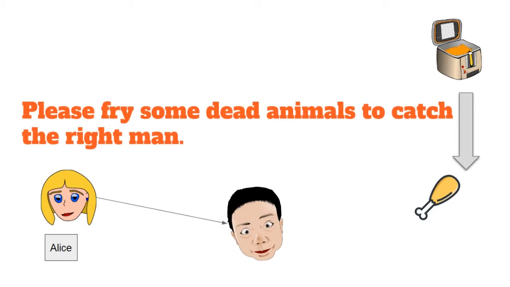Let that sink in for a second. Repeat it. Please fry some dead animals to catch the right man. Now, I understand that if the man is vegan, this won't do any good, but for the purposes of memorization, this will work wonders for you. Repeat this several times and write it down on your memorization sheet.